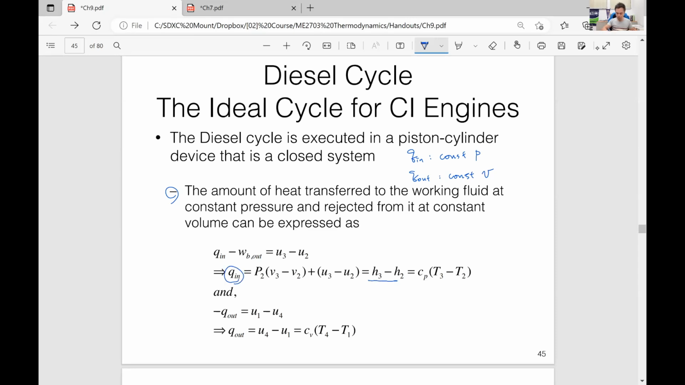Okay, so Q in is H3 minus H2 because this is a constant pressure process. This is Cp delta T. So Cp delta T represents the enthalpy change instead of internal energy change. Okay, so this is the only one difference when compared with the Otto cycle. Then Q out is the same. It's Cv delta T, the internal energy change.